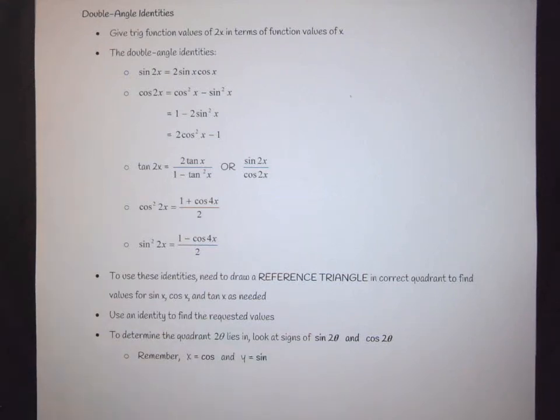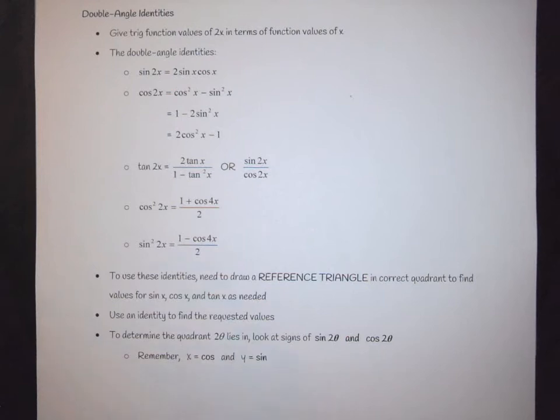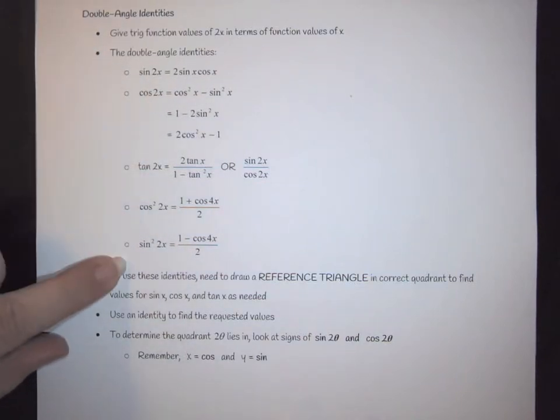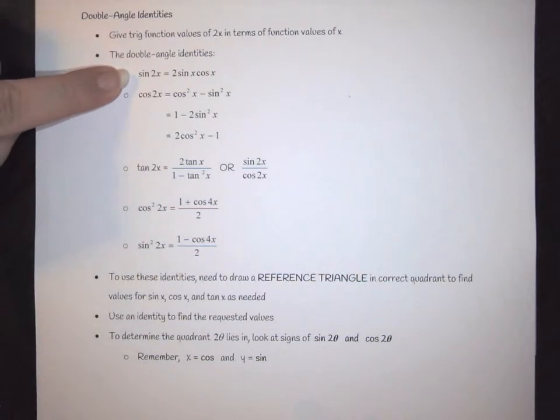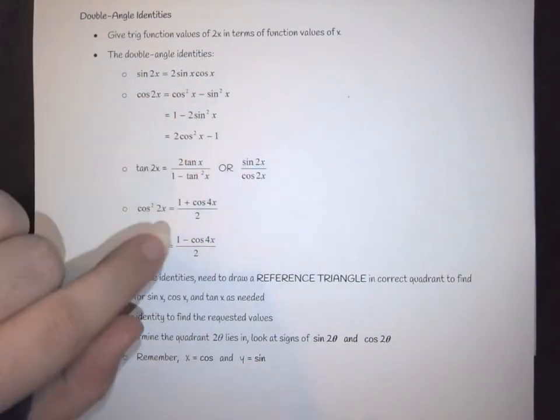Okay, welcome back. In this video, we are going to look specifically at what's called the double angle identities. Double angle essentially means instead of looking at, say, the sine of x, now we're looking at the sine of 2x. So here we have, again, a bunch of identities. Notice the first one, I have the sine of 2x, so that's your double angle, so you get 2 sine of x cosine x.